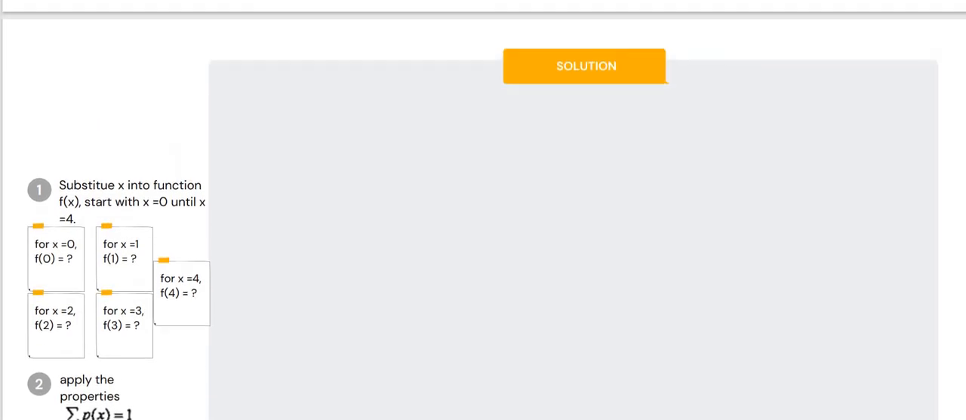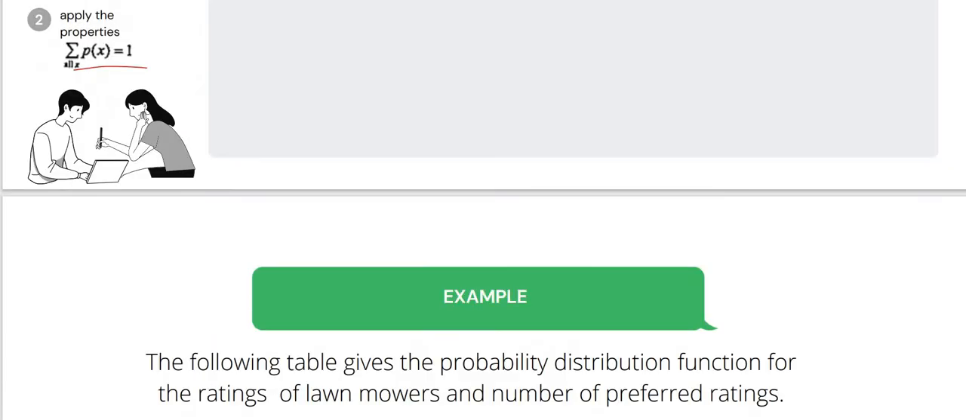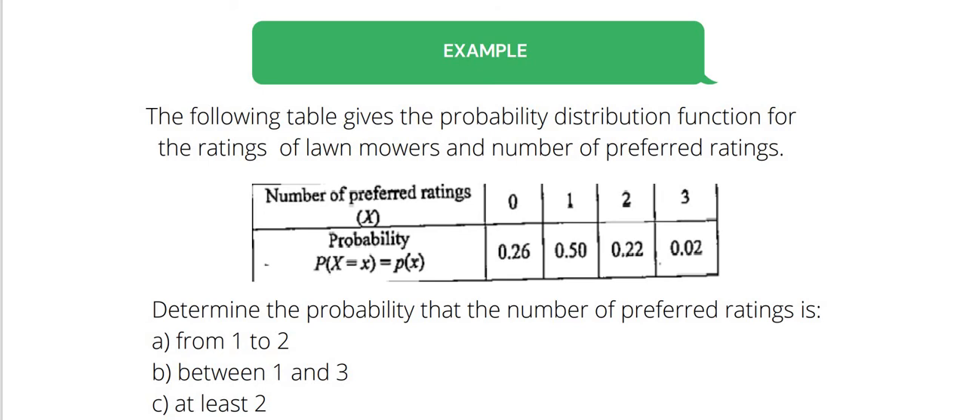I should have written this here, but I already showed it just now. The first step that I mentioned is to substitute x into your function f(x). We start at x equals 0 until x equals 4, so 0, 1, 2, 3, 4. After that, apply the properties, equate to 1, and then you will get your k. Okay, we go to the second example here.